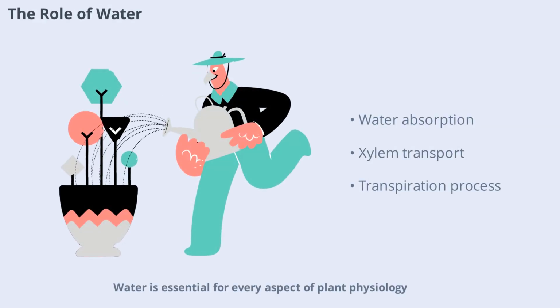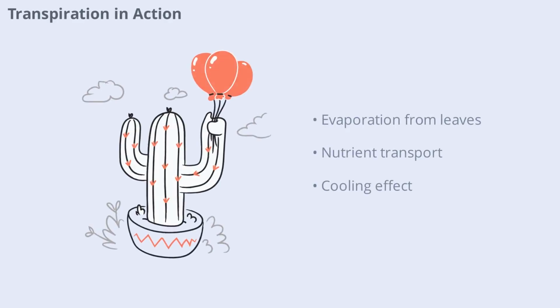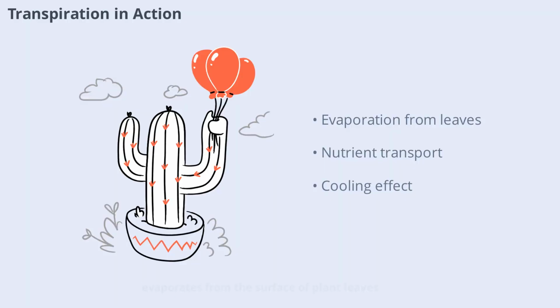Water is essential for every aspect of plant physiology. It's not just a raw material for photosynthesis, but also a key player in nutrient transport, cell structure, and temperature regulation. Plants absorb water from the soil through their roots, and it travels upward through specialized tissues called xylem. This movement relies on a combination of root pressure, capillary action, and evaporation from the leaves, a process known as transpiration. Transpiration is the process by which water evaporates from the surface of plant leaves.